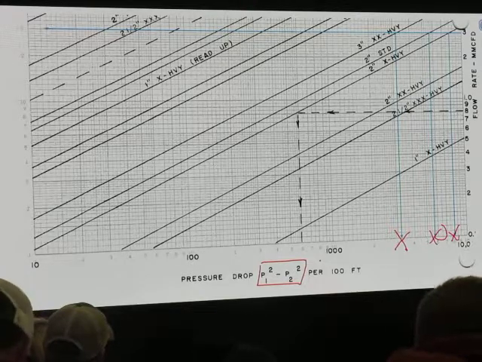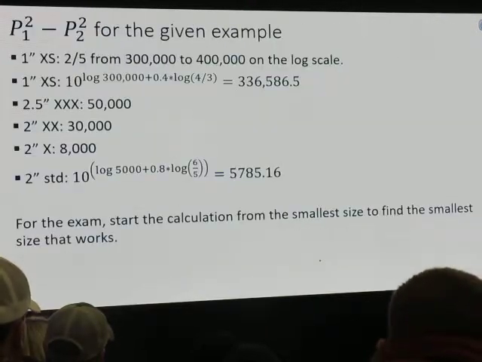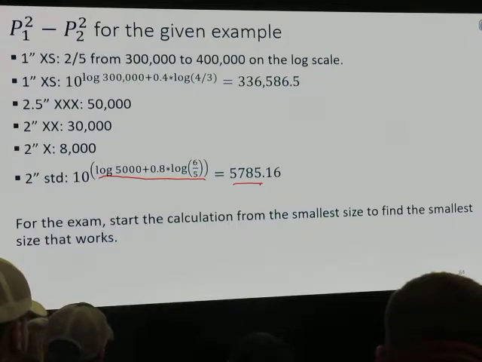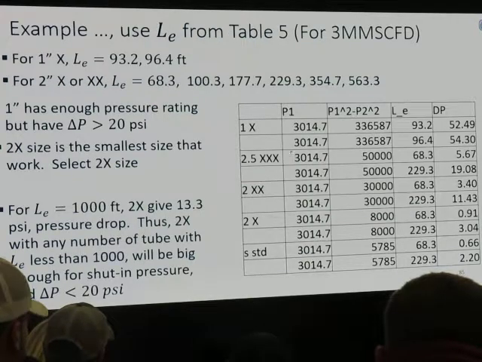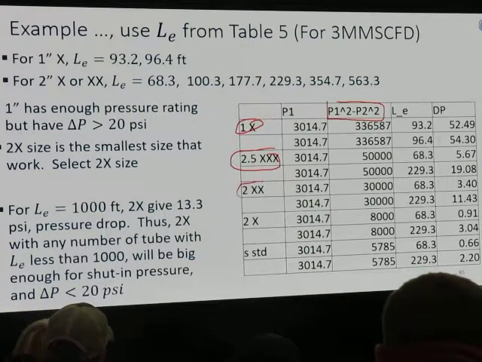So that is P1 squared minus P2 squared per 100 feet. Then I plug that back in. Okay, this is how I get that. But you just use the method that we just talked about. I just plug that back in. So this P1 squared minus P2 squared comes from a chart. Okay? And this is the candidate that passed the 3,000 PSI criteria. Okay, what about L sub E? Where does that come from?